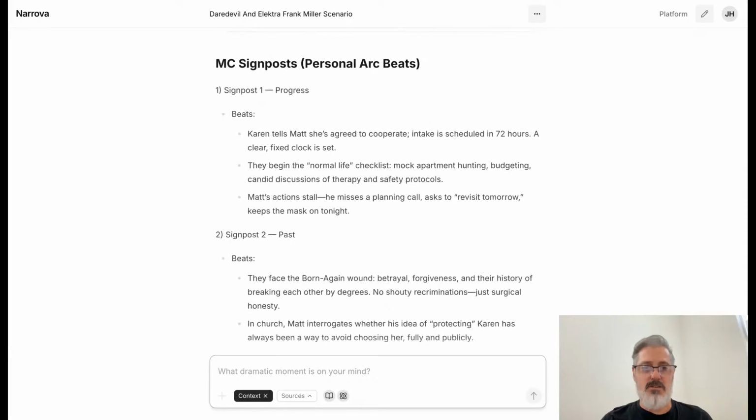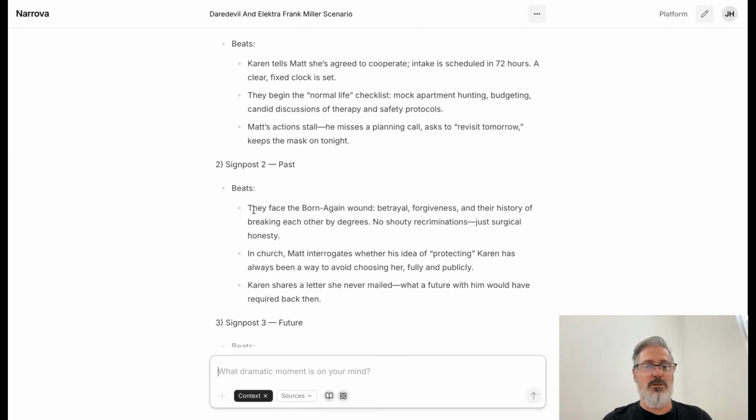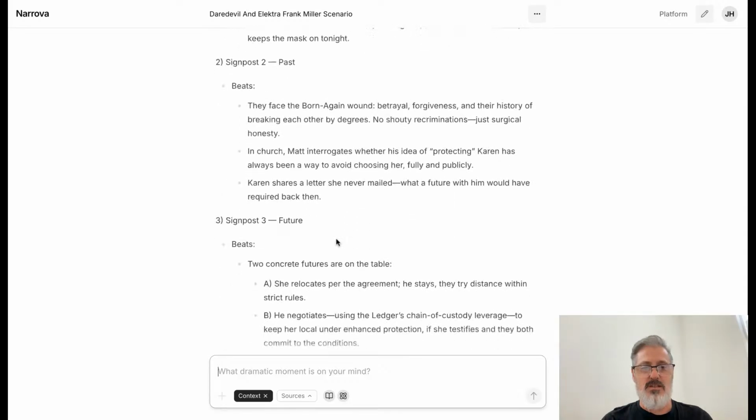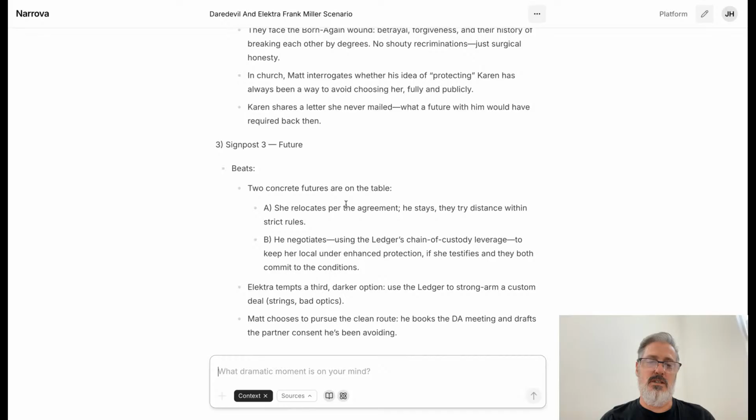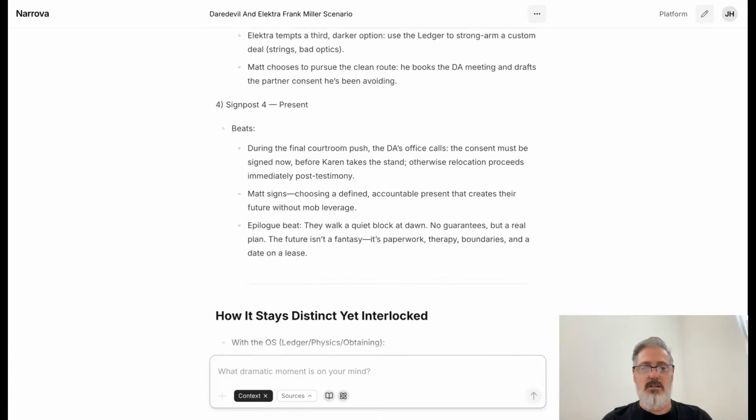And I would probably make it so they don't end up together. So then it went through each signpost talking about how things are changing. They probably, oh, cool. They face the born again wound, betrayal, forgiveness, and their history of breaking each other by degrees. So that'd be the past. Two concrete futures are on the table. I know this is about the two people, but I would really write it from Matt's point of view and then present.